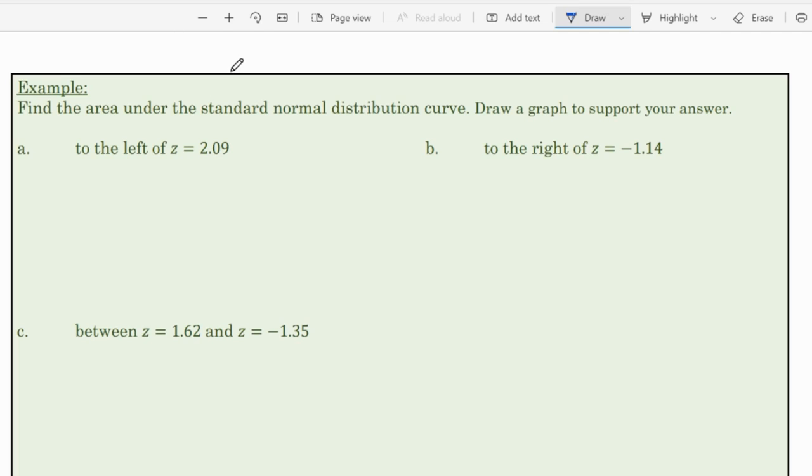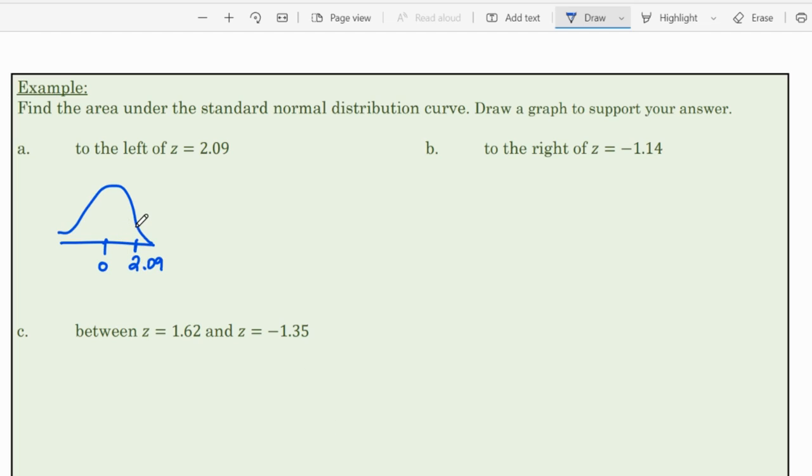So find the area underneath the standard normal distribution curve. Draw a graph to support your answer. All right, so we're going to draw a graph. Same graph every time. We want to put 0 in the center. Then we want to figure out which side, right or left, z equals 2.09 is on. Well, positive z-scores are on the right, negative z-scores are on the left. So I'm going to just guess and say, okay, here's 2.09.